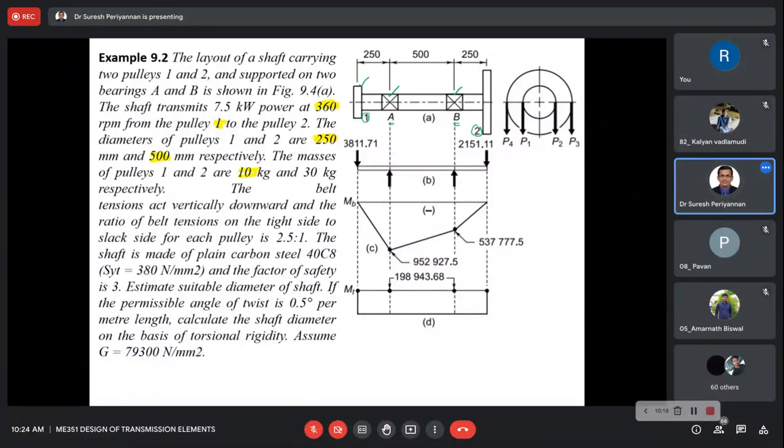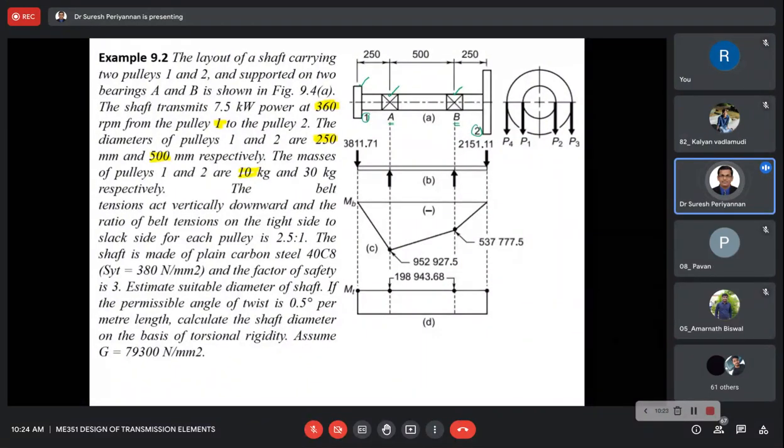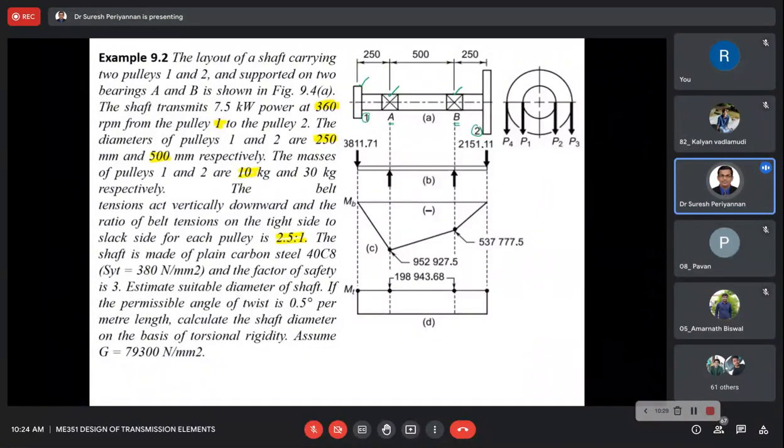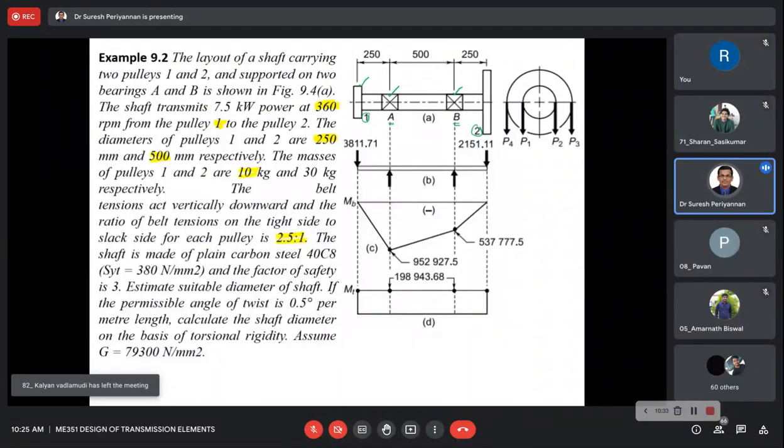The belt tension acts vertically downward and the ratio of the belt tensions is given. The belt tension ratio in both cases, pulley 1 and pulley 2, is 2.5. That means P1 by P2 is equal to 2.5, and P3 by P4 as well. How am I saying P1, P2, P3 like that? See here, this is pulley 1, going to be connected here.